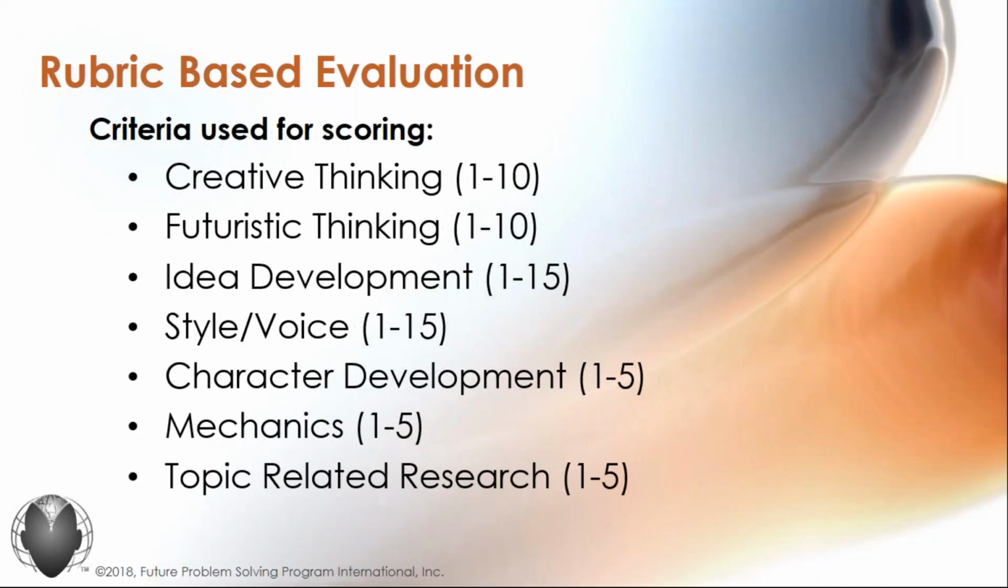You'll see the next 2 areas, idea development and style and voice, can be earned all the way up to 15 points by the students. The last 3 items, character development, mechanics, and topic-related research, all earn up to 5 points per each of those criterion. You can see if you are mathematically inclined and want to know the totals, each student can earn up to 65 points for their scenario.